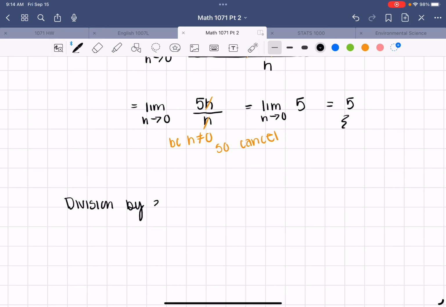Because average speed is distance over time. But how can the denominator be 0?